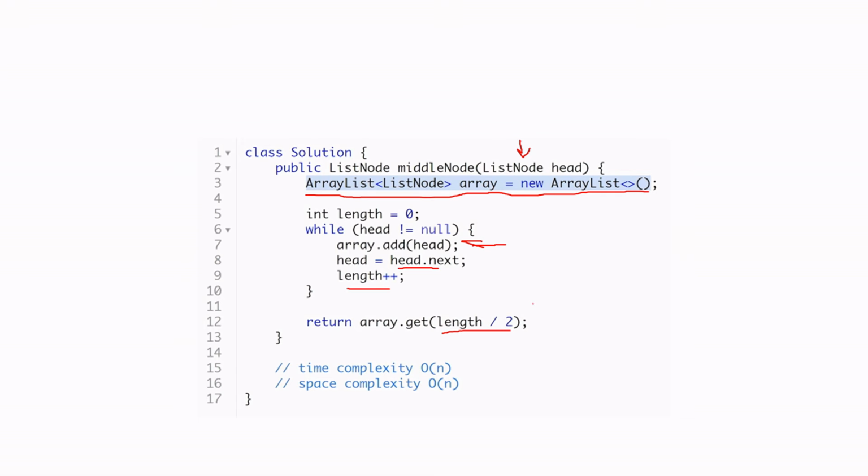Okay, we will get the middle node, and that's why the time complexity is O(n) and the space is O(n) due to extra space. We have taken extra space here.